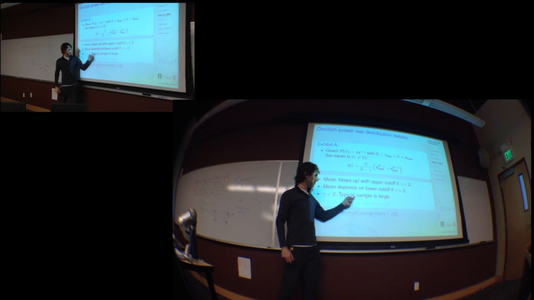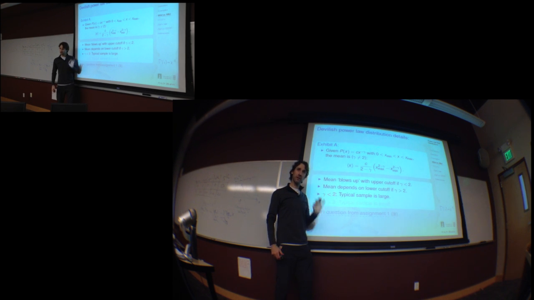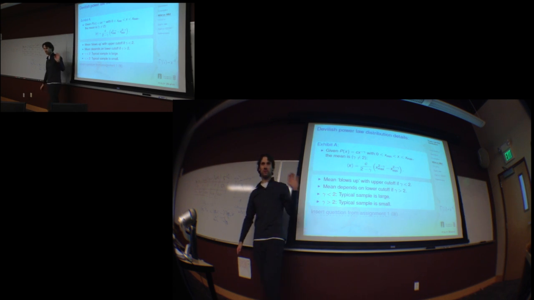So gamma smaller than 2, the typical sample is large. Right? You see large things on average. If it's greater than 2, the sample is small. Typical, your average guy is small.